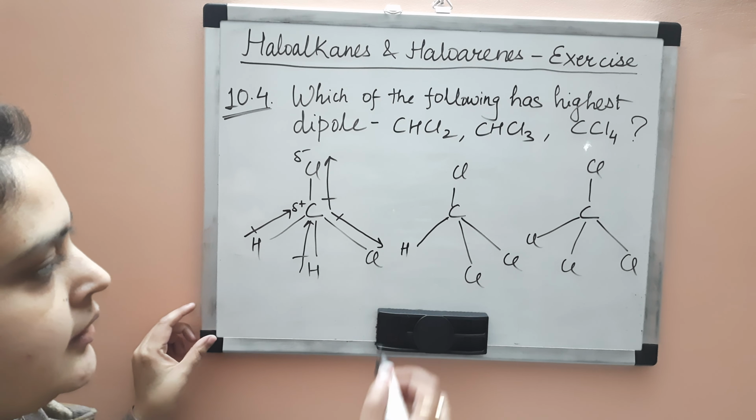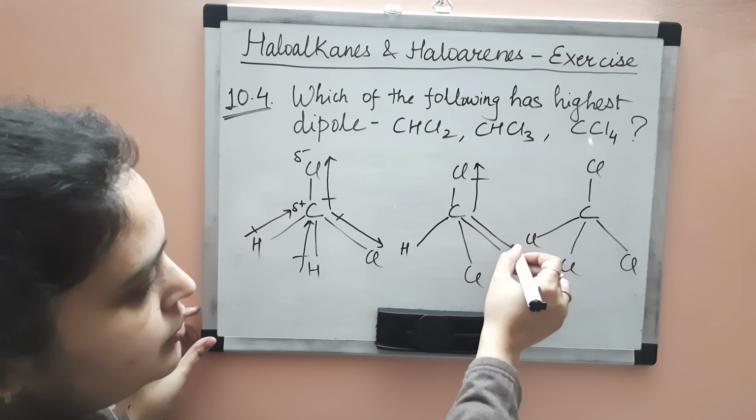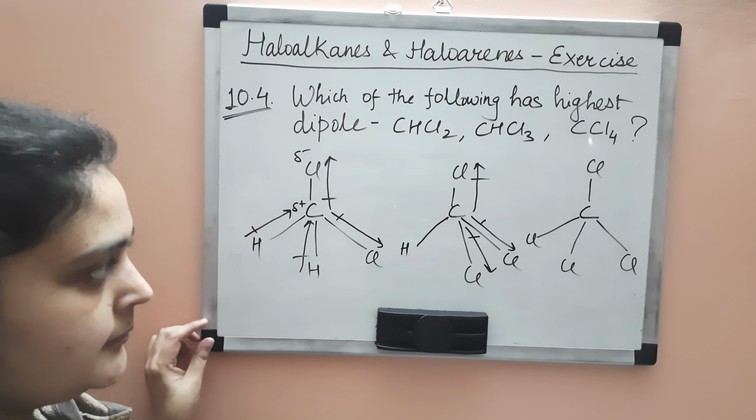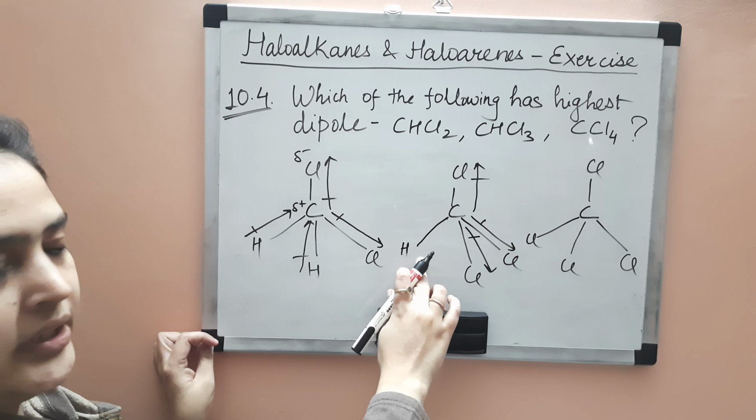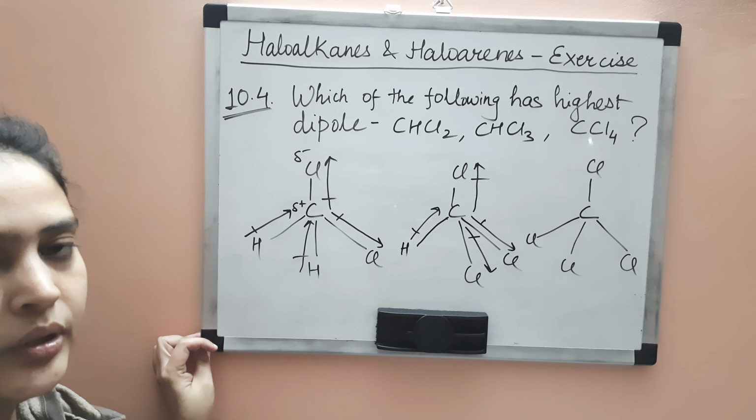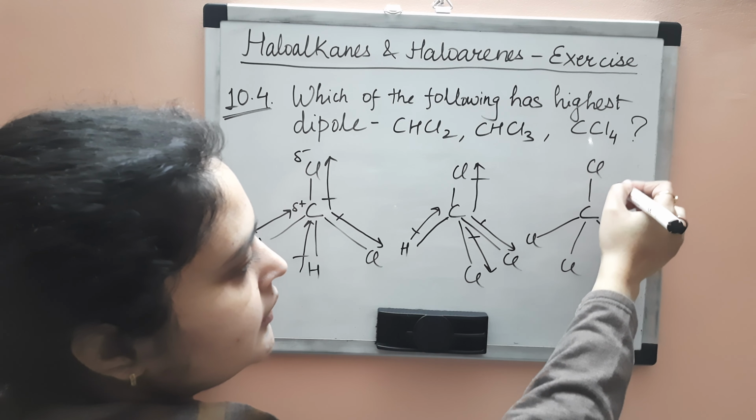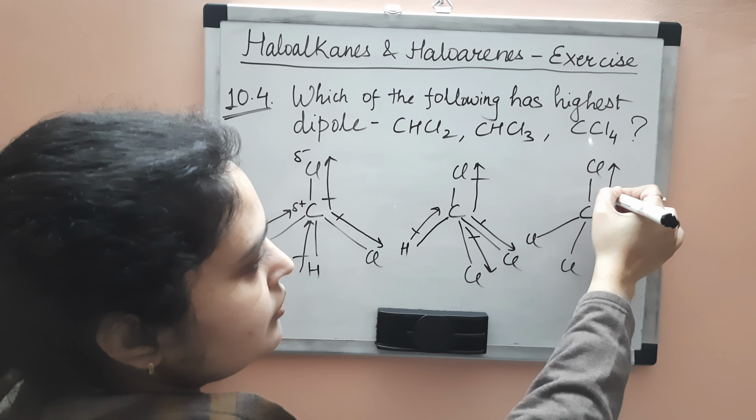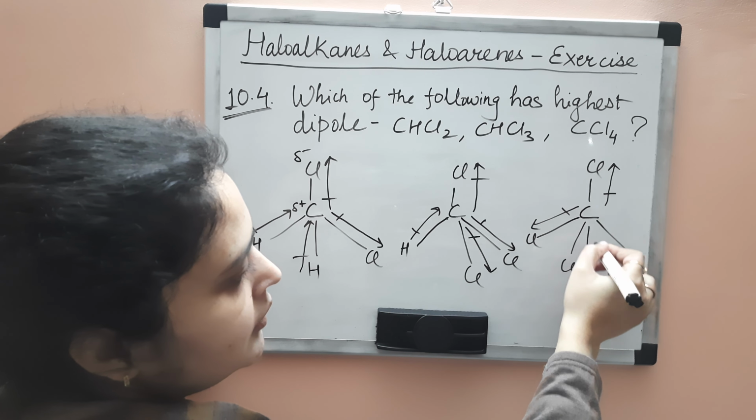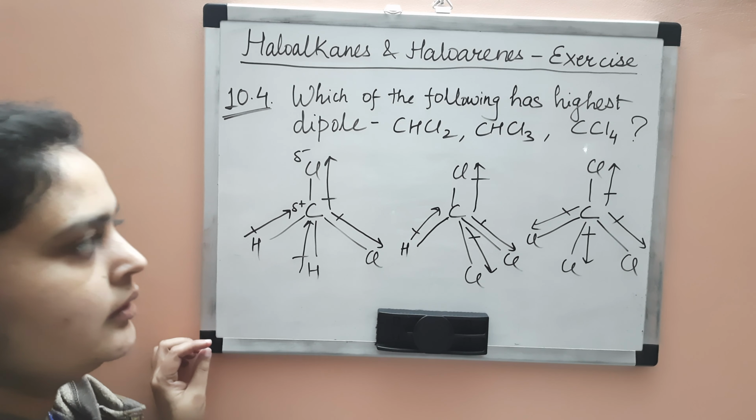Then here, towards chlorine from carbon, here also towards chlorine from carbon, and here also towards chlorine from carbon, and here the direction of the dipole moment will be towards the carbon atom when you compare it with the hydrogen atom. When you see here, all of them are chlorine, so the direction of the dipole moments will be towards the chlorine atom, because carbon is electropositive and chlorine is electronegative, right?